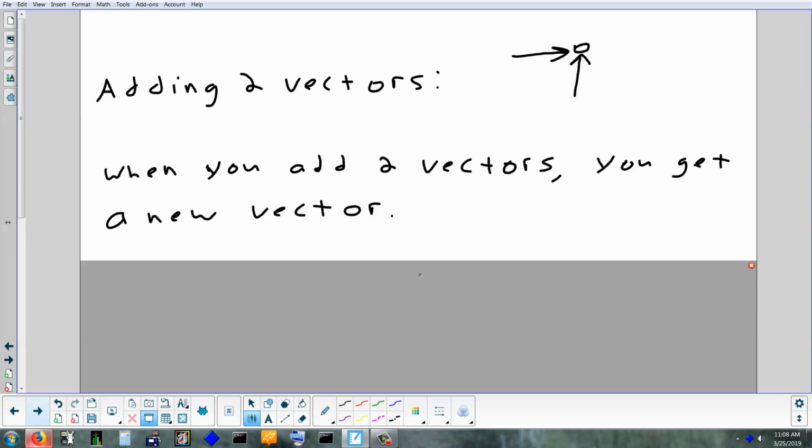When you combine two vectors, you get a new vector. Sometimes it's a faster speed, sometimes it's slower. Depends if you're with the current or against it. And sometimes the direction changes. Like if you were flying in a plane and the wind blew, it would change your direction a little bit. Okay? But the point is, you get a new vector.